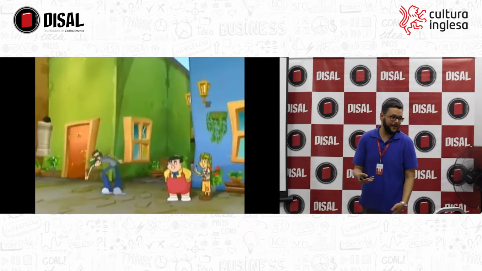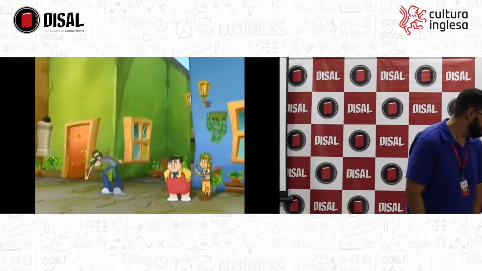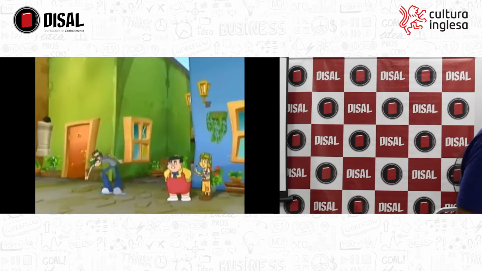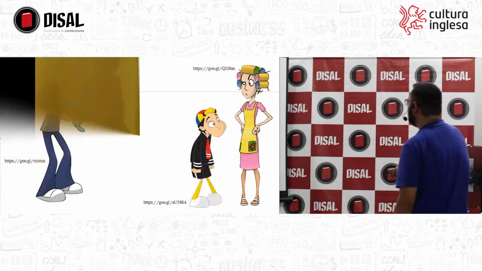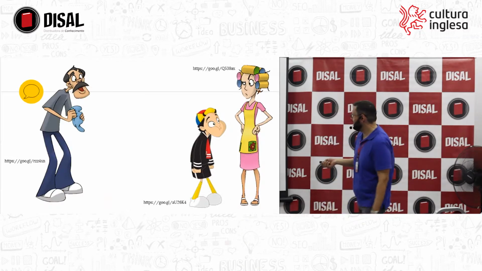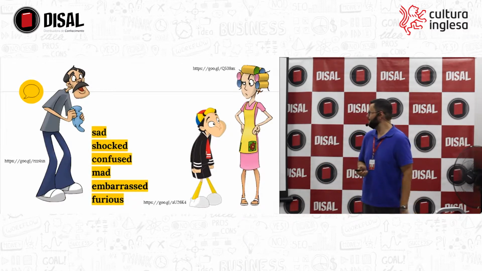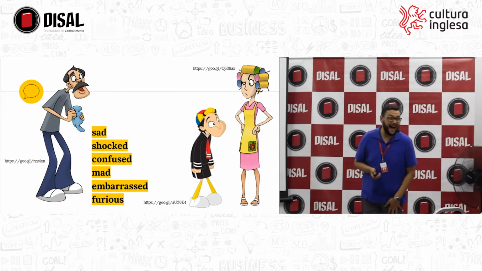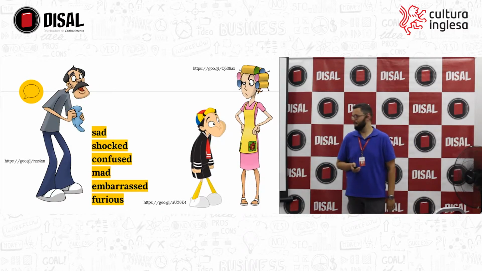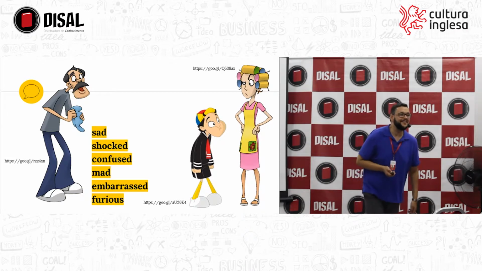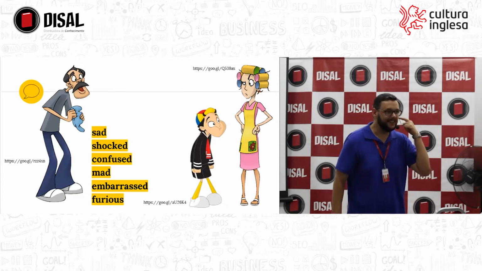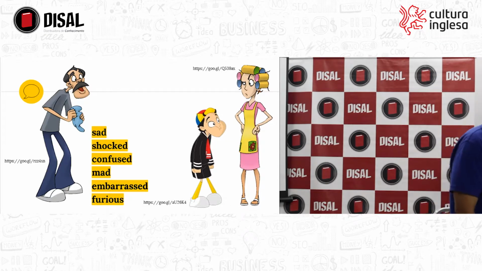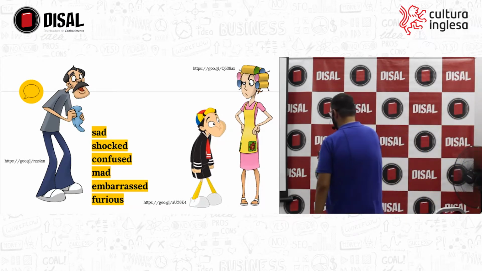Do you understand why Raymond is miserable? Yeah, oh, my poor friend Raymond. Yeah, good. And then, have a look at this. So this is how they felt. So repeat, sad, shocked, confused, mad, embarrassed. Say it again, embarrassed. Just repeat, embarrassed, and furious. Good.